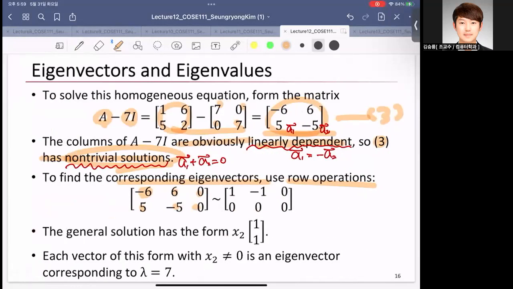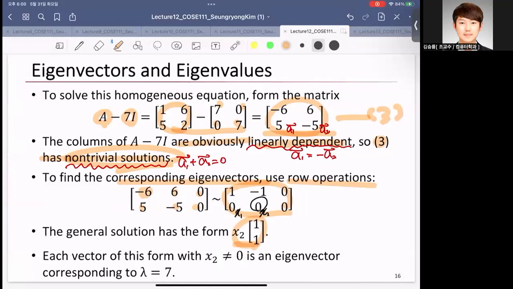We can row reduce this one. It looks like this. And here, let's say here's x1 and x2. x2 is the free variable. Then our solution is going to be x2 times (1, 1).